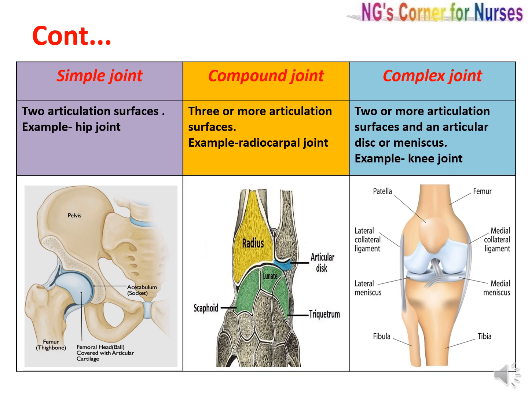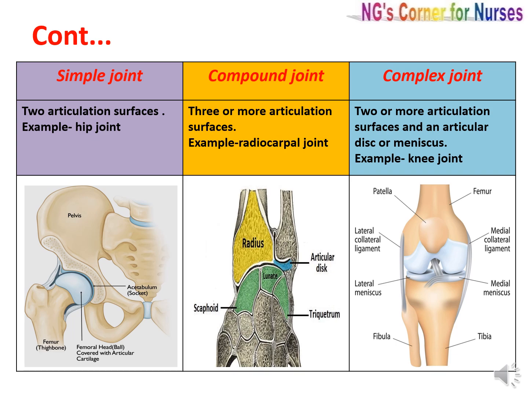In this picture, we can see in hip joint there are only two surfaces. One is the acetabulum of the pelvis and second one is the head of the femur. Next is compound joint. When there are three or more articulation surfaces in the joint, it is called compound joint. As an example, we can say radiocarpal joint.